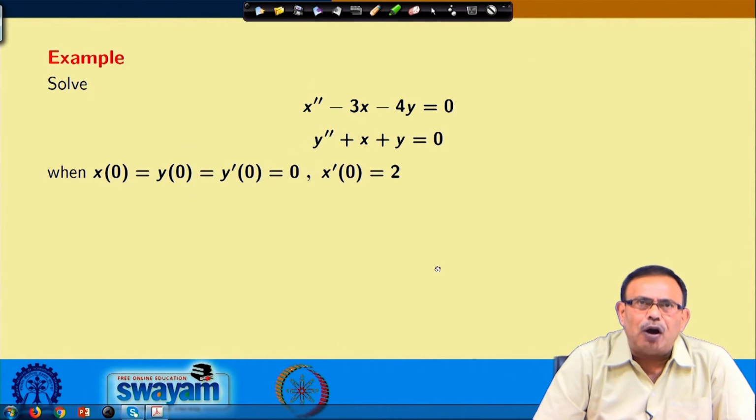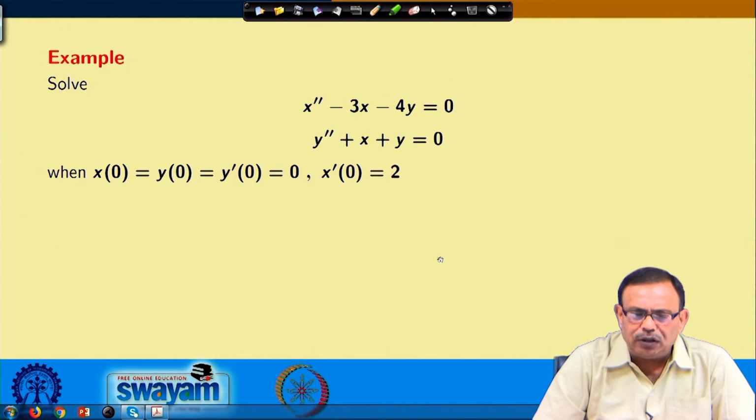I want to solve the problem x double dash minus 3x minus 4y equals 0, y double dash plus x plus y equals 0, and the conditions are given as x 0 equals 0, y 0 is 0, y dash 0 is 0, x dash 0 is 0. So, the conditions are given at t equals 0 for x, y, x dash and y dash.